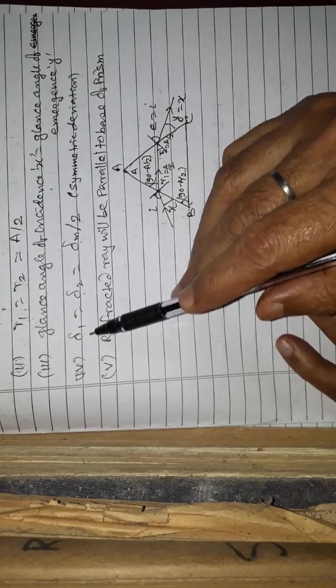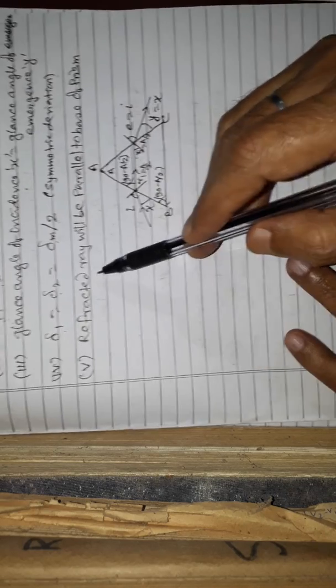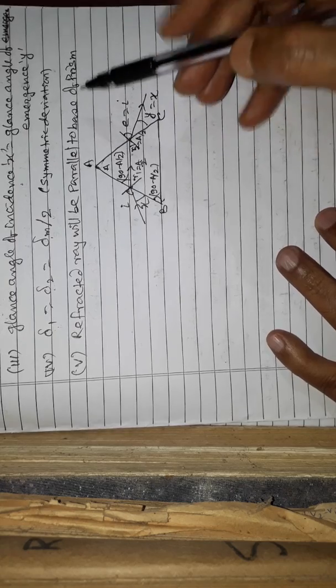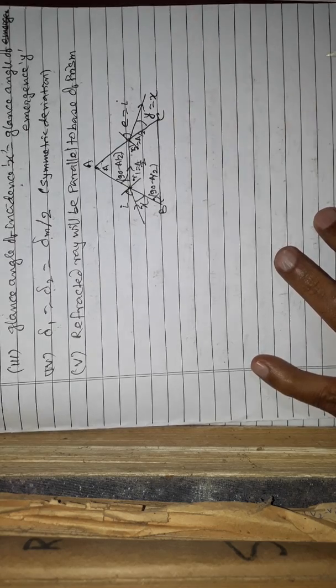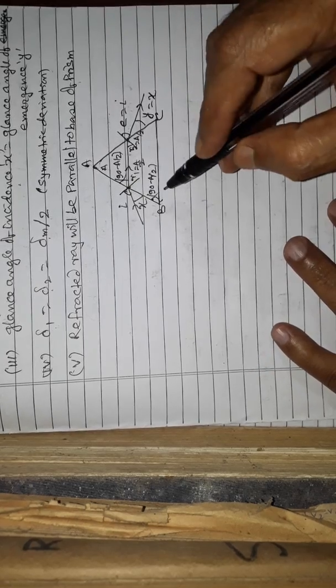That's why sometimes we call the condition of minimum deviation symmetric deviation also. Due to this fact only, delta 1 will be equal to delta 2. So it is the symmetric deviation case. Now this refracted ray will be parallel to the base of the prism. This will be in case of an equilateral prism or an isosceles prism. Minimum deviation will be only in these two cases.